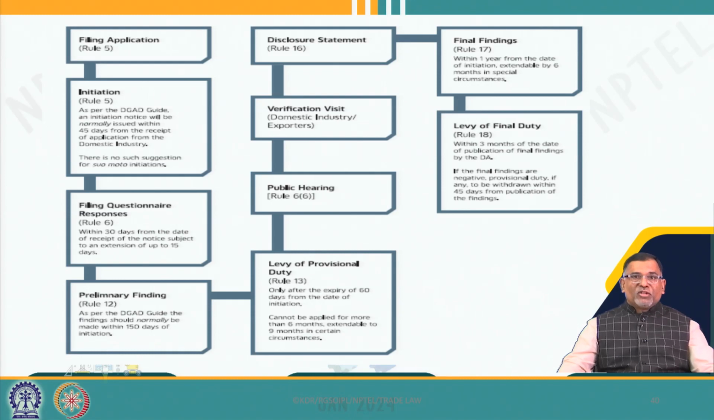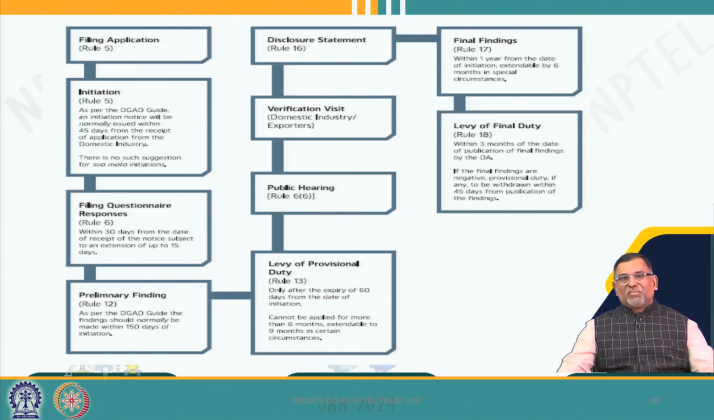You can see the filing of the application under Rule 5, then the initiation under Rule 5, again by the Director General of Anti-Dumping, then the filing of questionnaires under Rule 6, then a preliminary finding under Rule 12, then a disclosure statement, and there can be a final finding under Rule 17 or levy of duty.